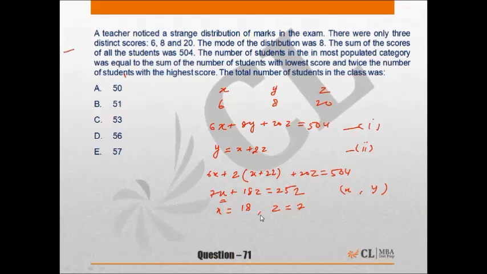Now we have to find the value of y, which is x, that is 18, plus 2z, 2 into 7, which means 14. Therefore the value of y comes out to be 32, and we have to find the total number of students in the class. So the total number of students in the class is x plus y plus z, which is 18 plus 7 plus 32, that is 57. Therefore option E is the correct answer.